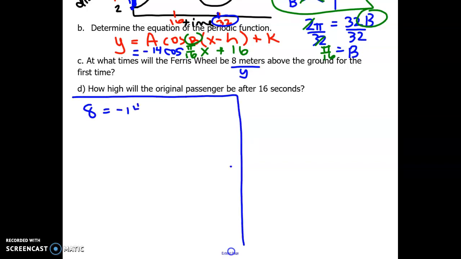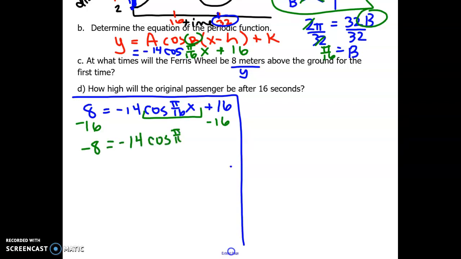So we get 8 equals minus 14 cos pi over 16x plus 16. Now this is the equation part of this stuff. This is where we have to solve to get x. Now remember, when we're solving to get x, we want the cos part to be alone. So that's what I'm trying to get by itself. What should I move first? The 16. I'm going to subtract the 16 over first. So I get minus 8 equals minus 14 cos pi over 16x.